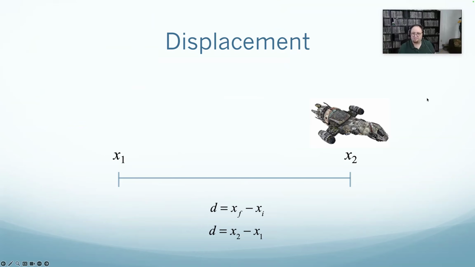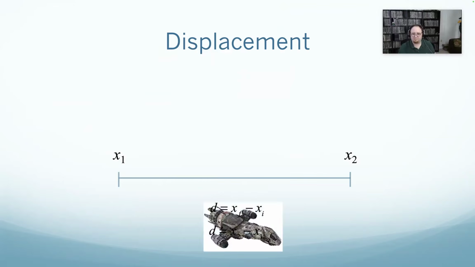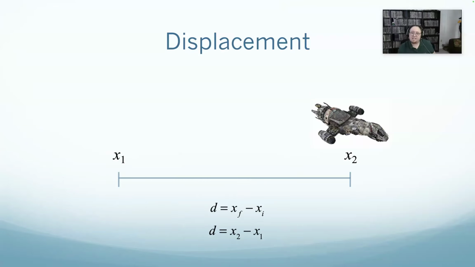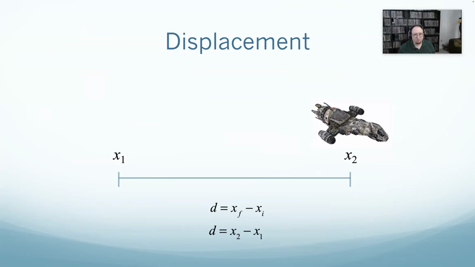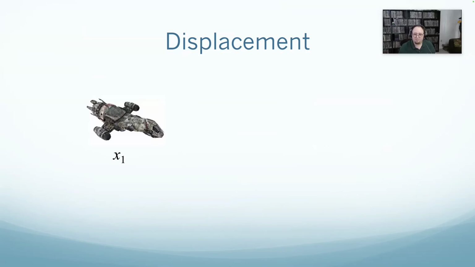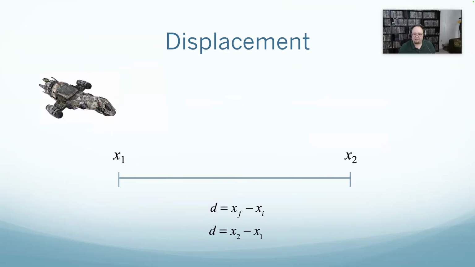That's the displacement. But if I took that same ship and it does this path, that's the same displacement, even though it might have done a crazy path. It's going all over the place on its way, but it started at x1, it ended at x2, and so its displacement is still just x2 minus x1. Displacement-wise, there's no difference between when I did this and when I did that.